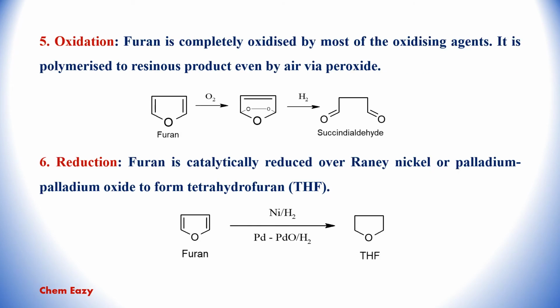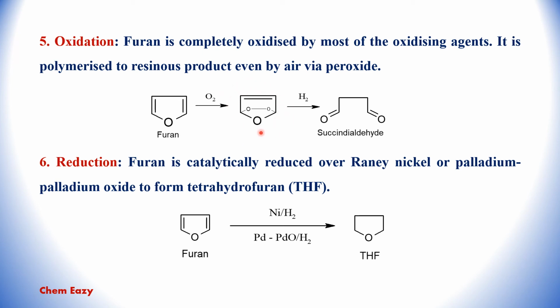Furan is completely oxidized by most of the oxidizing agents. It is polymerized to a resinous product even by air via peroxide. This example shows the oxidation reaction of furan. Furan on oxidation finally produces succindialdehyde. This is the intermediate, that is the peroxide intermediate.